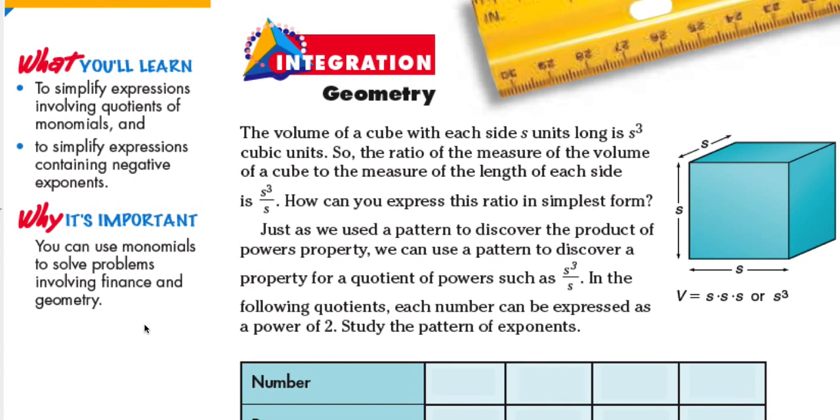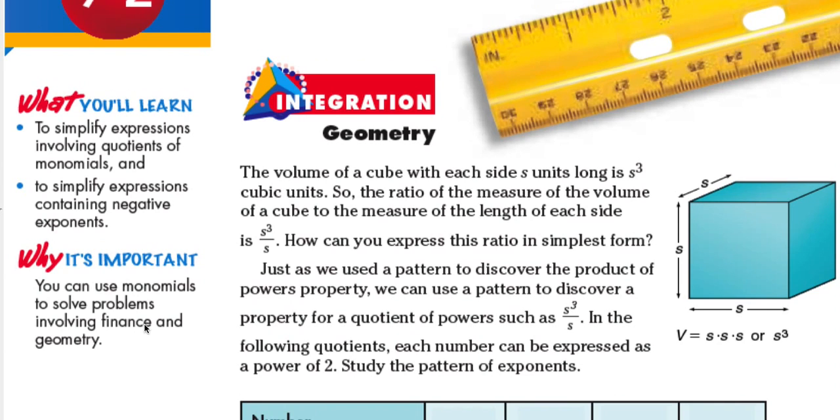Okay, and let's take a look at this geometry example. The volume of a cube in which each side is s units long is s cubed cubic units. So the ratio of the measure of the volume of a cube to the measure of the length of each side is s cubed over s. Since the formula for the volume of the cube is s cubed and each side measures s, the ratio of the measure of the volume to the measure of the length is s cubed over s. So how can you express this ratio in simplest form?